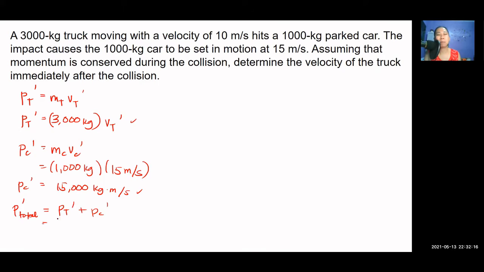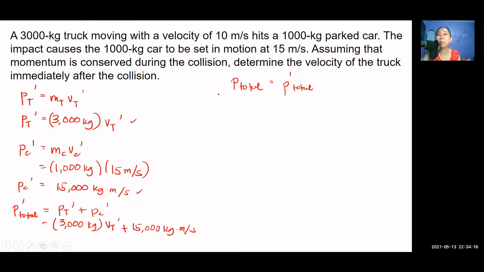So, yung PT prime natin is 3,000 kilograms times VT prime plus yung ating PC prime that is 15,000 kilograms meter per second. Okay. Now, yung last step natin, i-equate na natin yung dalawa. Kasi di ba sabi natin, the total momentum before collision is just equal to the total momentum after collision. So, pagsasamahin lang natin itong dalawa.